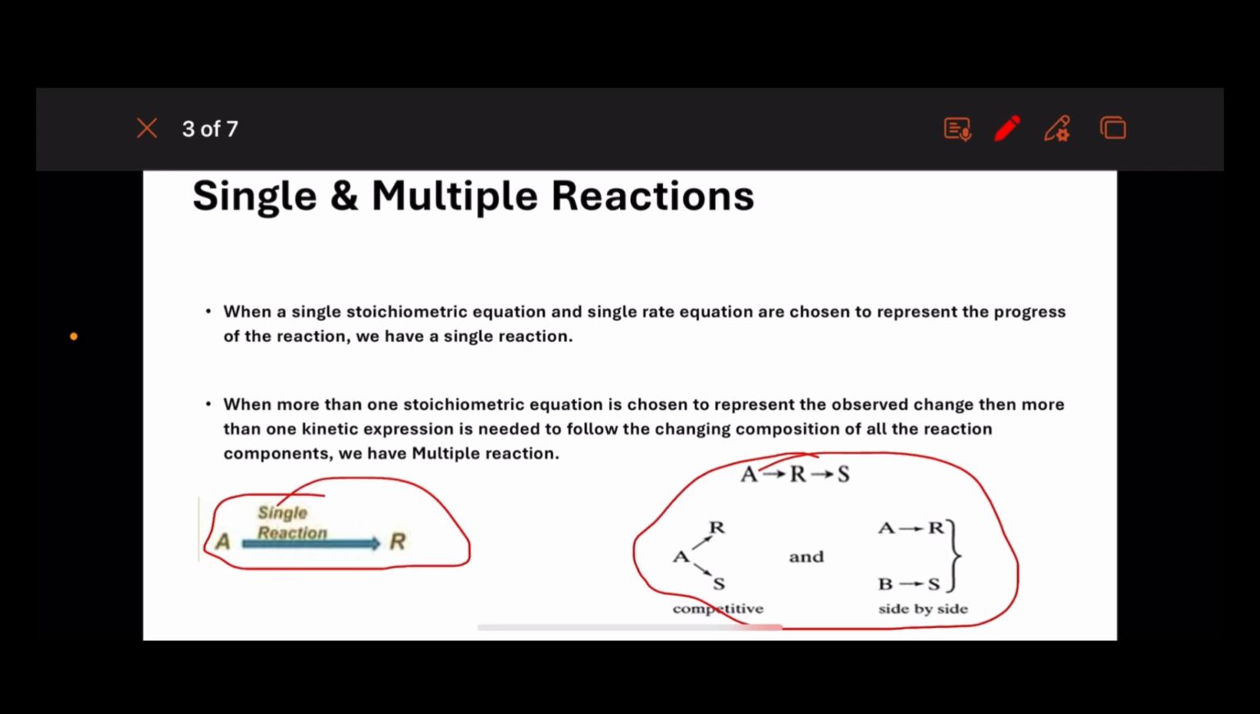Why multiple reaction? Multiple reaction is further classified as parallel reaction, series reaction, and competitive reaction. Series reaction is what? When in series a product is formed. Firstly, A is forming R and R is further forming S. This is a series reaction. In a parallel reaction, A is forming R and also forming S. And we have the kinetics for both series reaction and parallel reaction. We will discuss that.